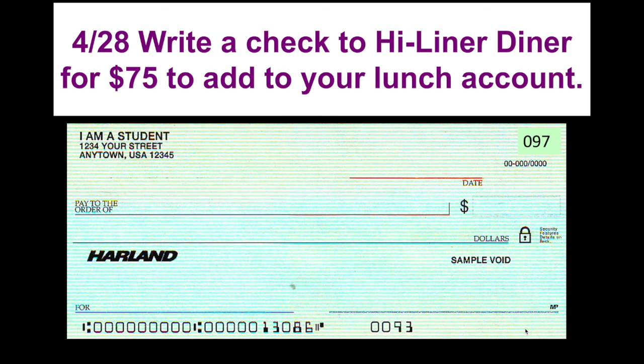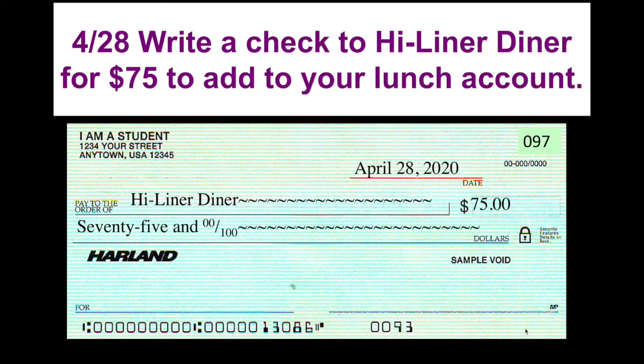Our last transaction is to write a check to the Highliner Diner for $75 to add to your lunch account. Pause the video, write out the check, and fill out your check register. This is what you should have done. The date is April 28th, 2020. Paid to the order of Highliner Diner. The amount $75, and $75 written out in words. It was for your lunch account. And sign your name.